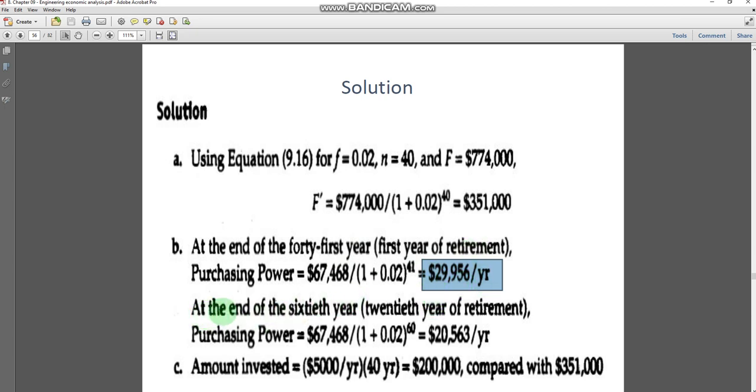Okay, now at the end of the 60th year, the 20th year after the retirement, we use the same equation. Now we put this as 60 years. After 60 years of inflation, the actual value you have after the retirement, per year, would have a buying power of only $20,463 per year. Okay, so this is how we can incorporate the inflation.